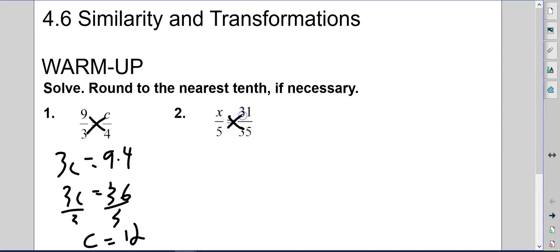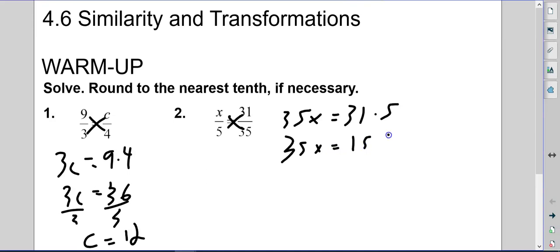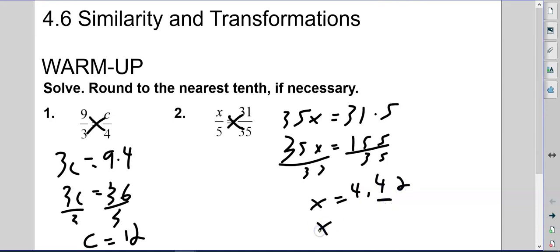Over here, same idea. 35x equals 31 times 5, so 35x equals 155. Divide by 35. All right, not going to be a nice one here. So 155 divided by 35 ends up being x is 4.42. The tenth place is right here, so this 2 tells us to round down, so the 4 stays the same. Okay.